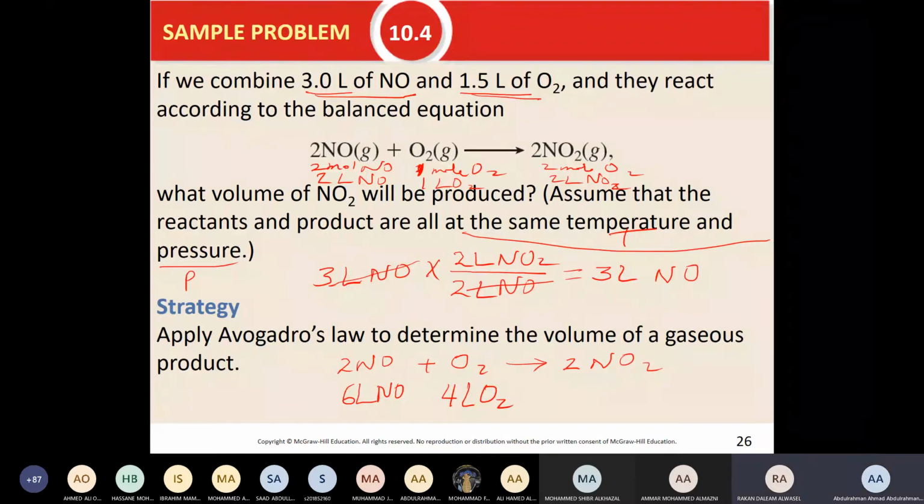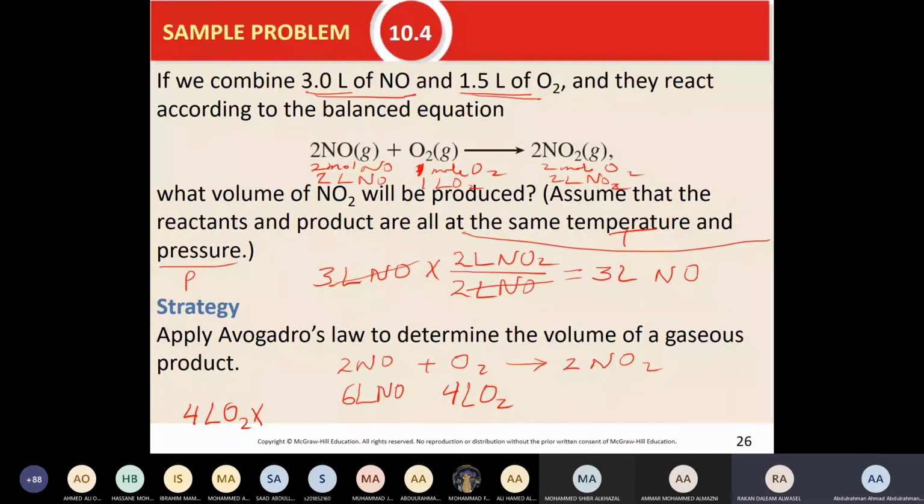3 liters, no, I don't want this. I want only NO. If I have 6 liters, 3 or 2? No, I'll keep it 4 liters of O2. All right, then how many liters of NO2 am I going to produce? If I take 4 liters of oxygen, how many liters of NO2 should I produce?